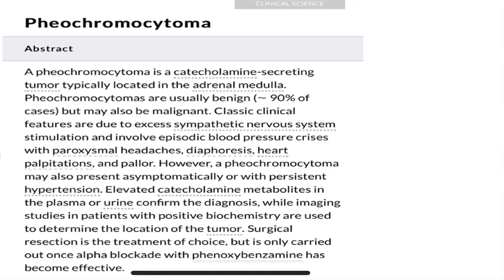Now, paroxysmal headache and diaphoresis, meaning excessive sweating, will be there, right? Heart palpitation will be there. Why the heart palpitation? Because it is secreting norepinephrine and epinephrine, which are sympathetic hormones, so they act on your heart and give you palpitations. And pallor will be there. Pheochromocytoma can actually be asymptomatic, but mostly it presents with persistent hypertension. Elevated catecholamine metabolites in the plasma or urine confirm the diagnosis.